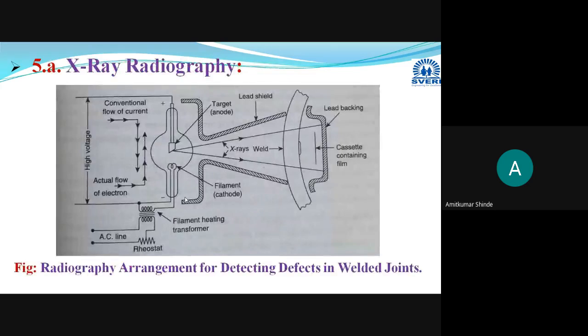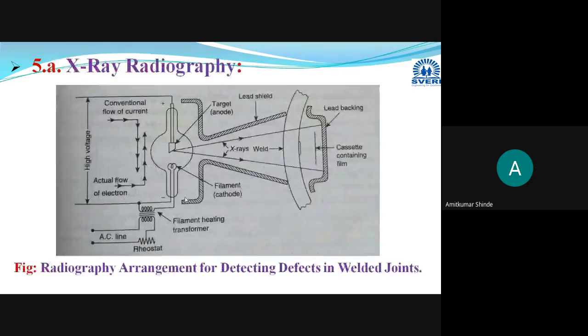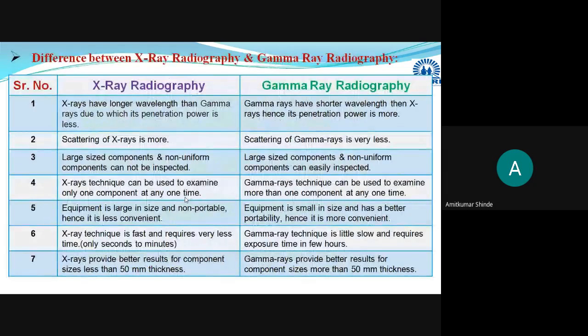In this way, you have to explain the principle, then its procedure and how the films are obtained. Then you can explain this. At the same time, you can inspect more than one component in gamma ray radiography. And after this, this is a very important aspect. Here, these are the differentiating points.